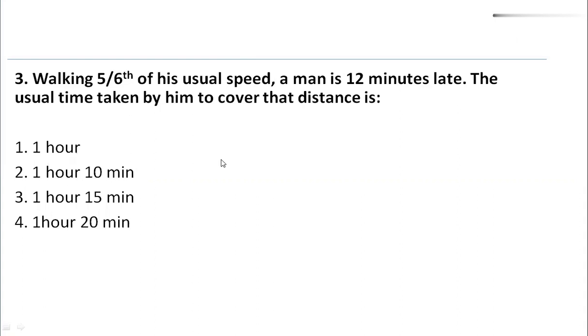Okay, let me help you. Walking 5 by 6 of his usual speed, a man is 12 minutes later. The usual time taken by him to cover the distance is. Super. Done. So every piece of information in the statement given over here is telling us clearly that the answer is 1 hour, guys.